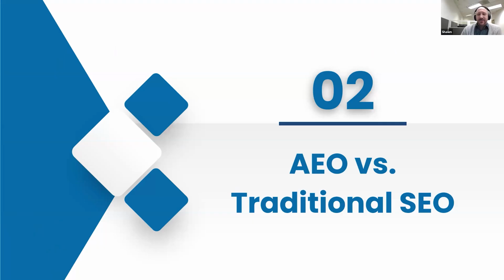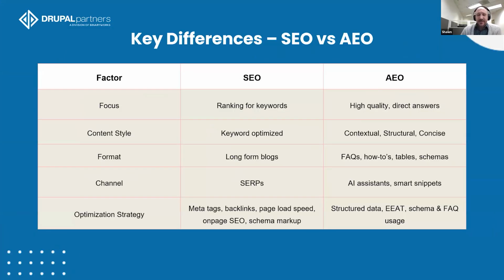And then if you look at AEO versus traditional SEO, how has it changed? What's different? The focus is different. With SEO, people were looking at ranking for keywords. With AEO, you want high quality and direct answers. For content style, SEO was keyword optimized, whereas with AEO you're looking at context, the structure of the data, and you want it to be concise.